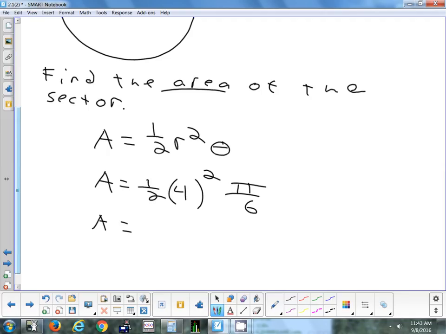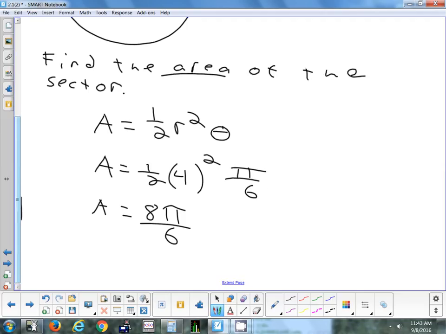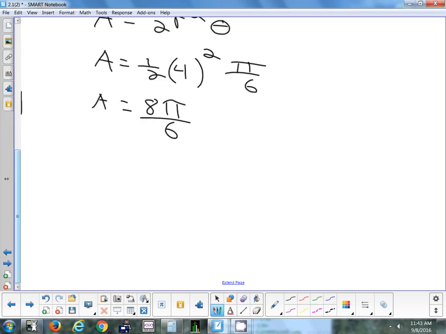Okay, let's do this part out. What's 4 squared? 16. And then half of that? So I have 8 times pi over 6. And my last step, just like we do, reduce if there's anything you can reduce. What is 8 pi over 6 reduced to? Yep, 4/3 pi.